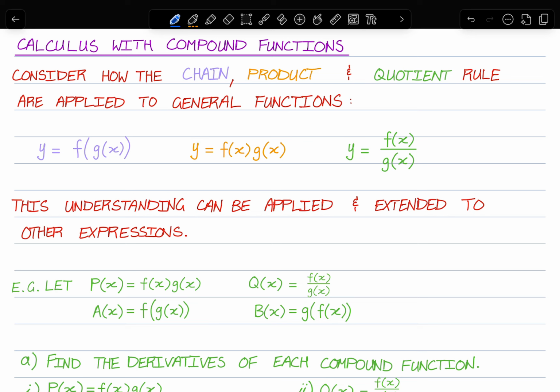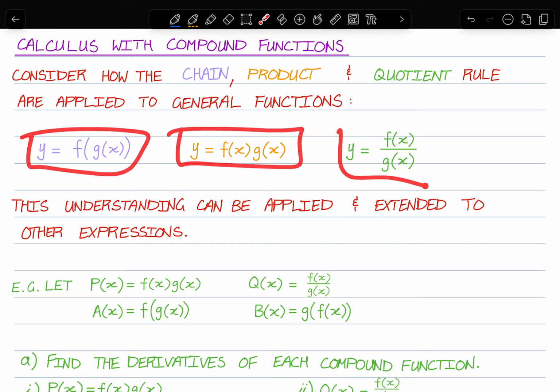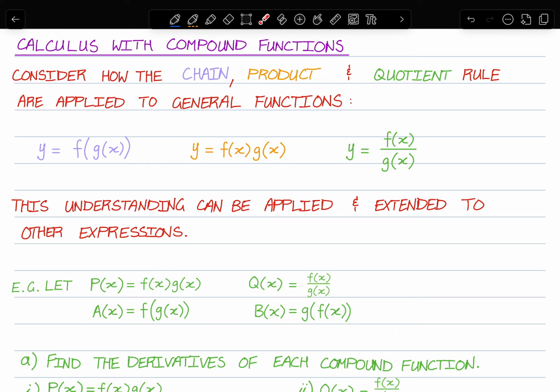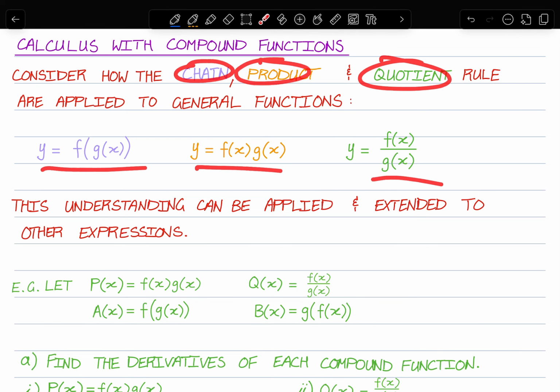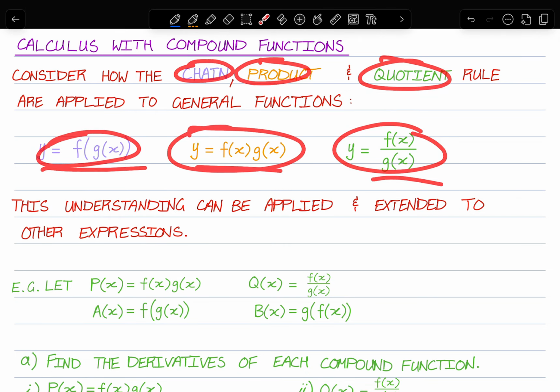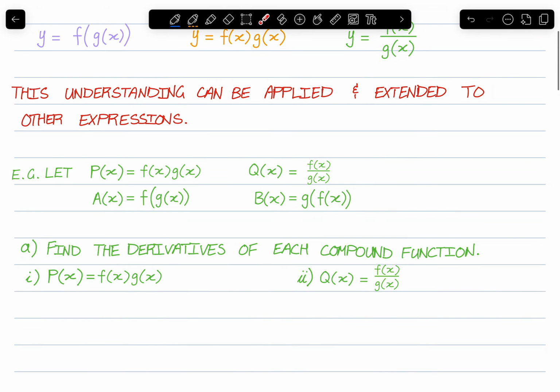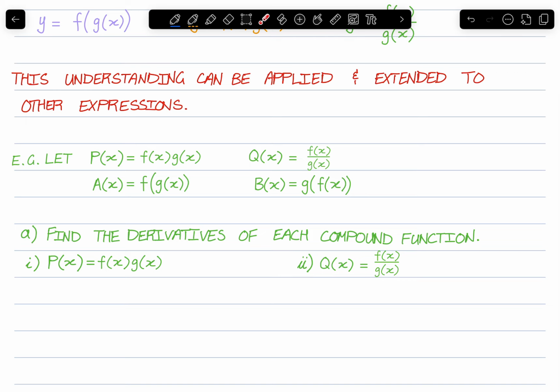Hello class, this is a video tutorial on calculus with compound functions. Let's now consider how the chain, product and quotient rules are applied to these general functions. So without any actual functions being shown to us, what would these rules look like on these ones here? Well, to understand this, we can extend it to just general expressions.